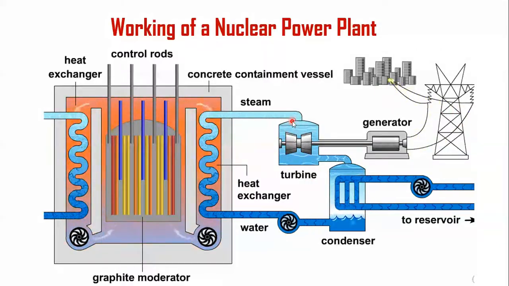Okay, so coming to the turbine again, after passing through the steam turbine, the same steam is passed through the condenser. Here again that steam converts into water, and this water is fed back to the heat exchanger. So this is the entire process here.